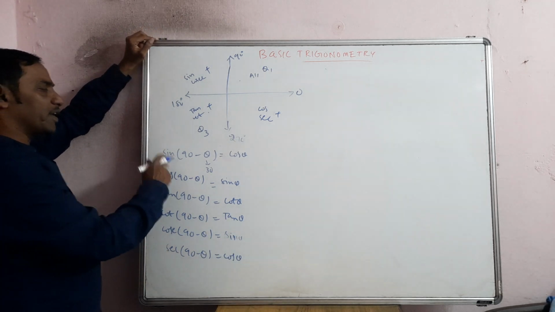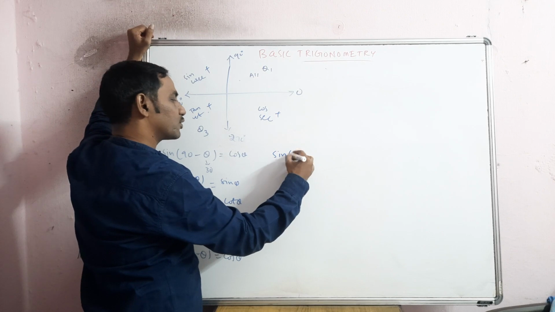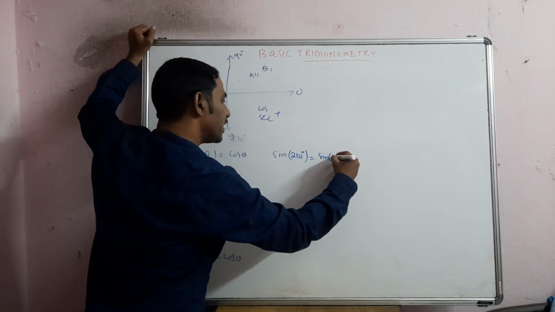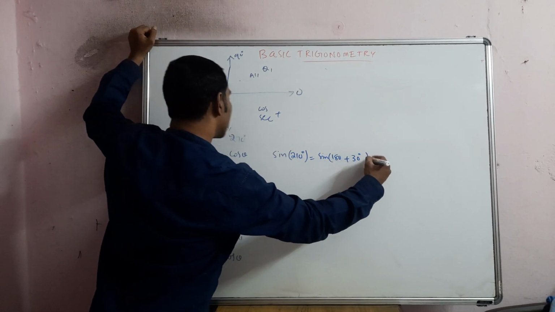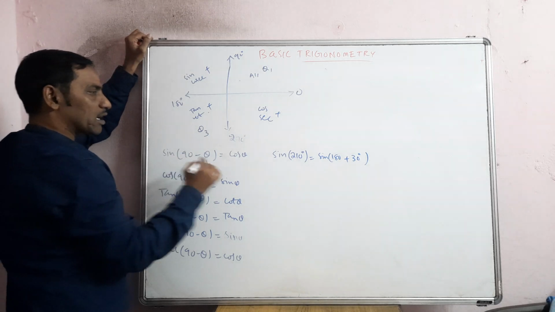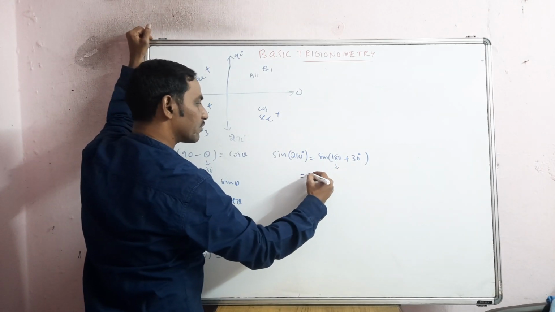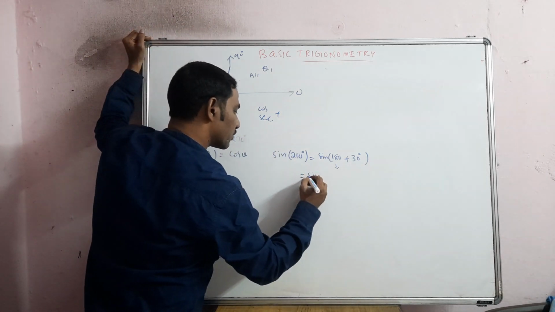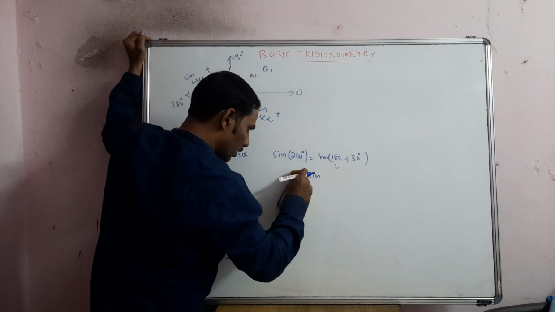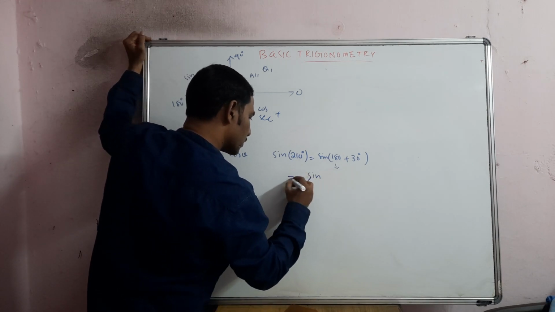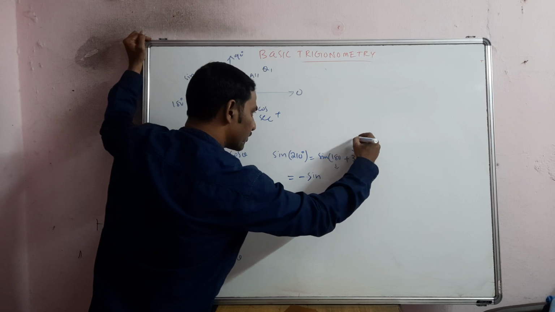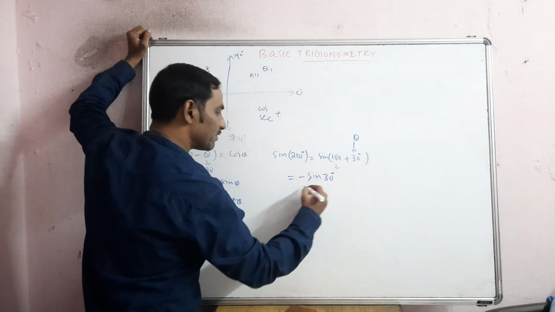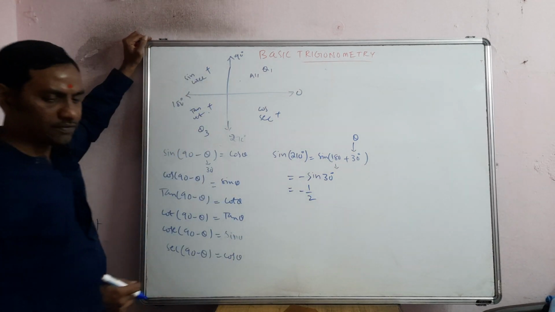Now this you remember. Whenever you are getting sin, for example 210, what is 210 actually? 210 is nothing but sin of 180 plus 30. So it means that it is in the third quadrant. Whenever you are getting 180 degrees, sin will remain as sin only, but sin in the third quadrant will be negative. So you have to write minus sin of theta, and theta is 30, so you write 30. Minus sin 30, and the sin 30 value according to the table is half, so minus half. In that way you have to go on writing.